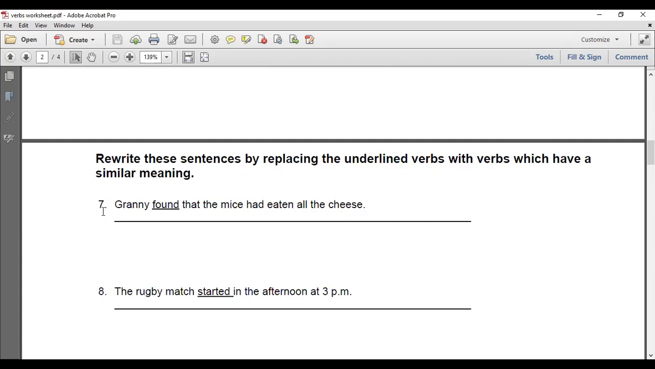Okay, students. Now, you have to rewrite the entire sentence by replacing the underlined verbs with the verbs that have similar meaning. Granny found that the mice had eaten all the cheese. You will use the same sentence, only change this word. So, for example, I'll do one for you. Granny discovered that the mice had eaten all the cheese.